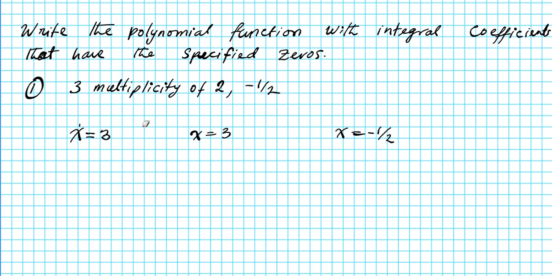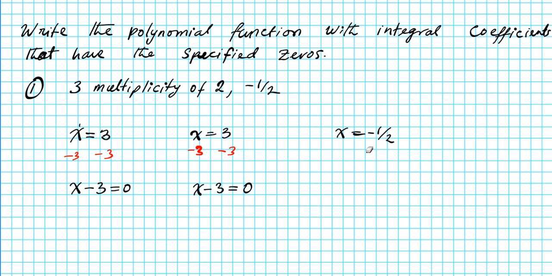After setting up these three equations, by setting x equal to the zeros, we're going to set each equation equal to 0. Okay? So in the first one, we'll subtract 3 from both sides. That yields x minus 3 equals 0. The same procedure applies to this equation in the center. We have x minus 3 equals 0.